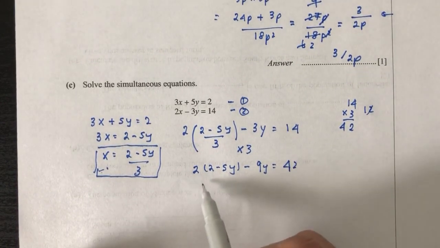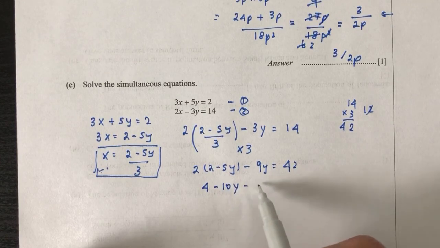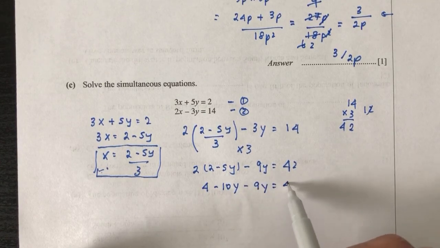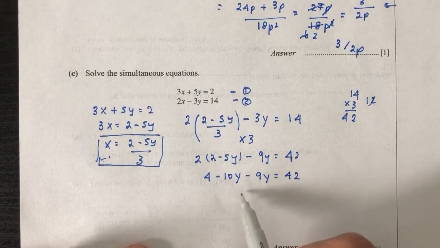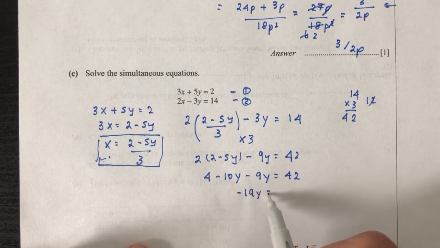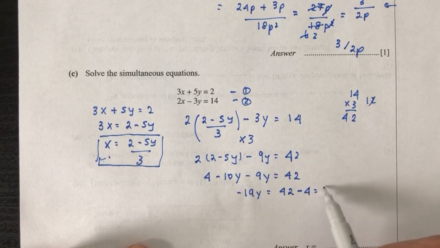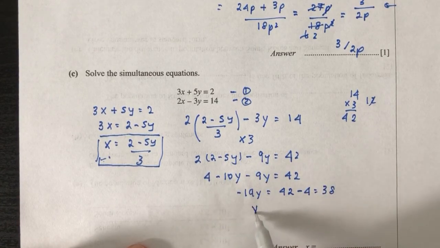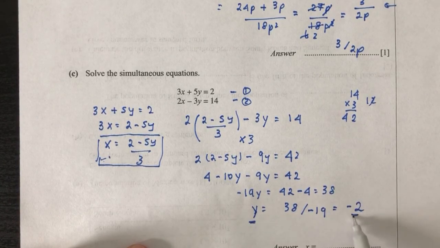Expand the brackets. We have 2 times 2 will be 4 minus 10y minus 9y equal to 42. So minus 10y minus 9y will be what? Minus 19y equal to 42 minus 4, which is 38. So y becomes 38 divided by minus 19, that will be minus 2. So value of y is minus 2.